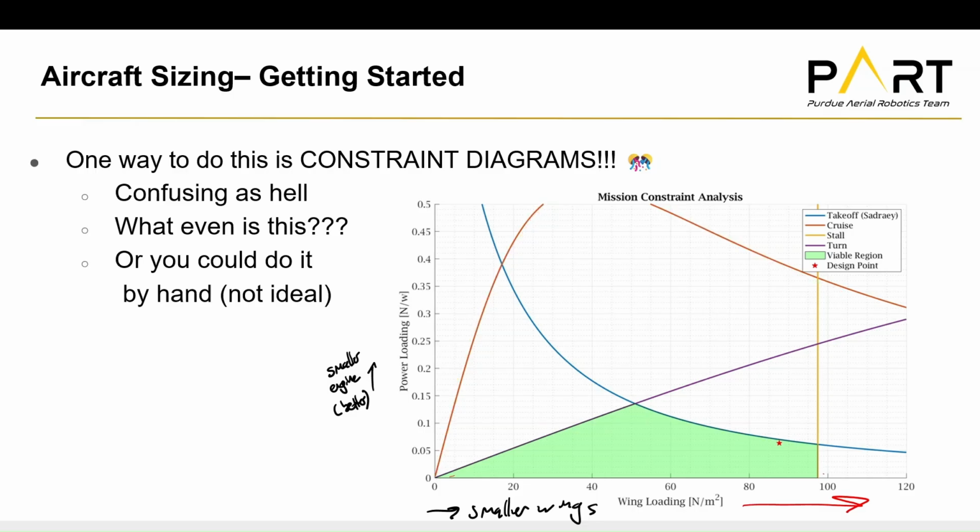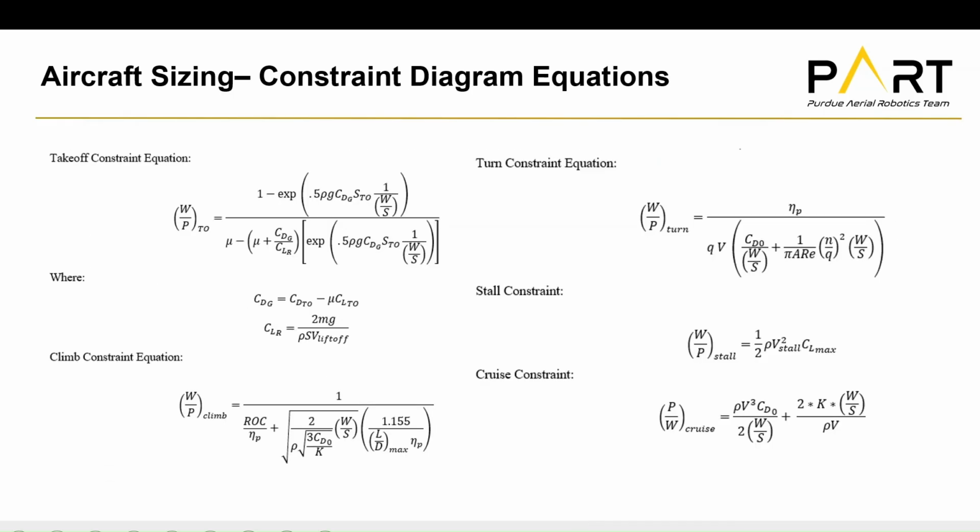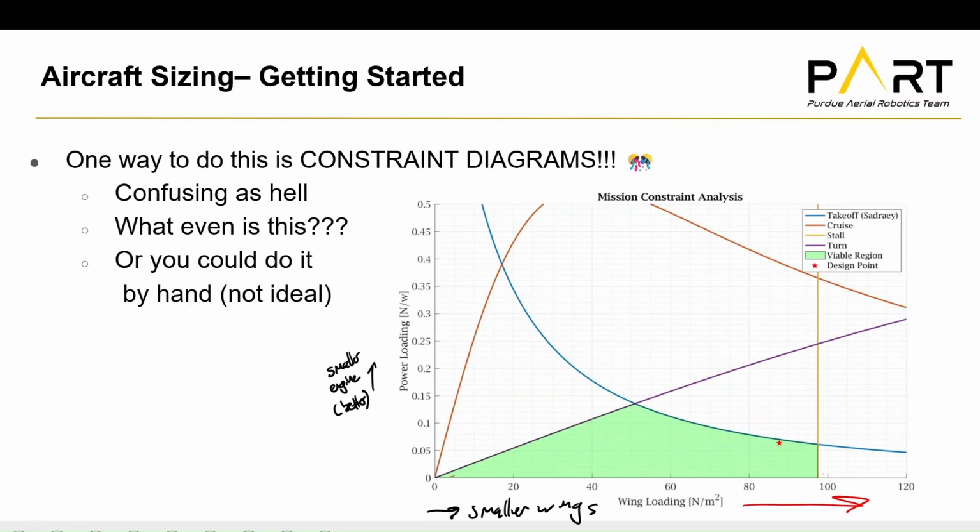Okay. So we know that based on this constraint diagram, we're worried about stalling, which every plane is. We're worried about turning, and we're worried about our takeoff. Right. So usually what you do is you do 0.9 times, for a factor of safety, the limits of your constraint. So this is 0.9 times almost 100 is our wing loading. This is our design point where we want to build our plane at. And this little area here is 0.9 times our power loading.